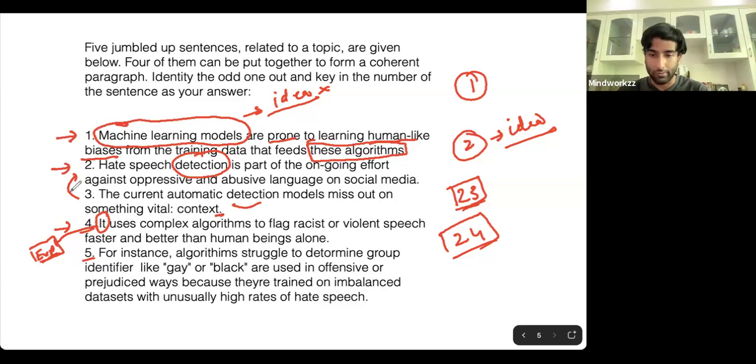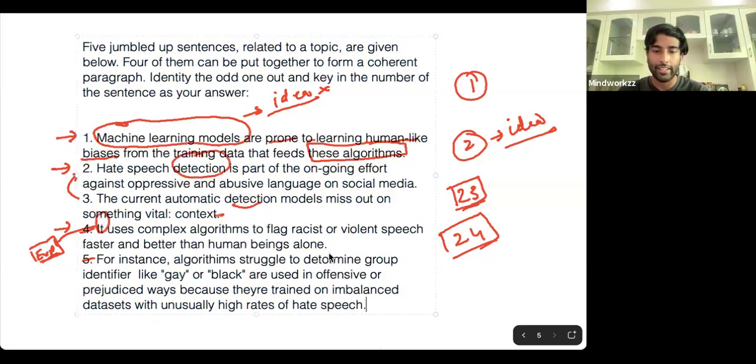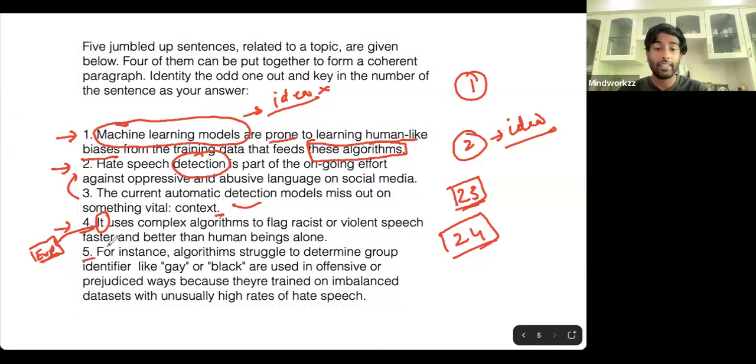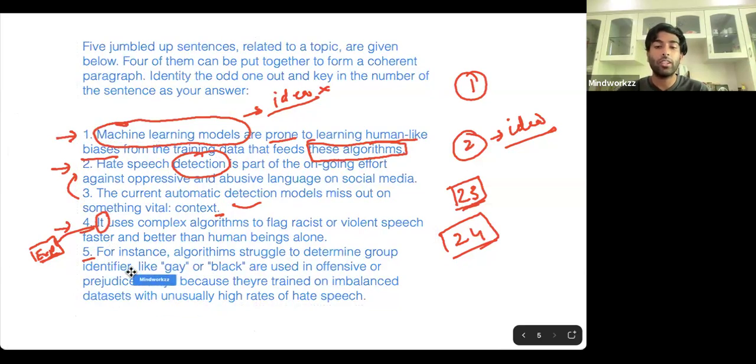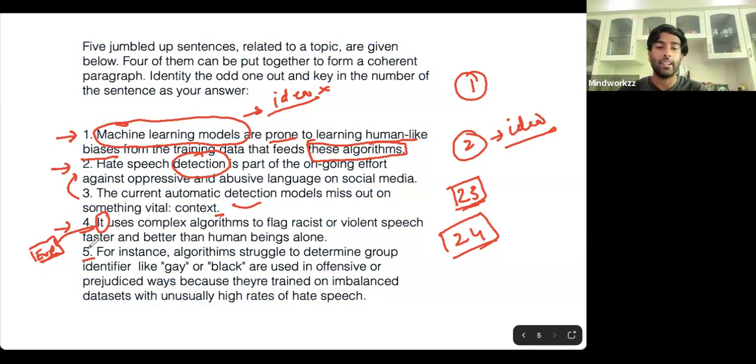Now let's look at sentence number 5. For instance, algorithms struggle to determine, D-E-T-E-R-M-I-N-E, I'll just fix this. Algorithms struggle to determine group identifiers like gay or black are used in offensive or prejudiced ways because they are trained on imbalanced data sets with unusually high rates of hate speech.